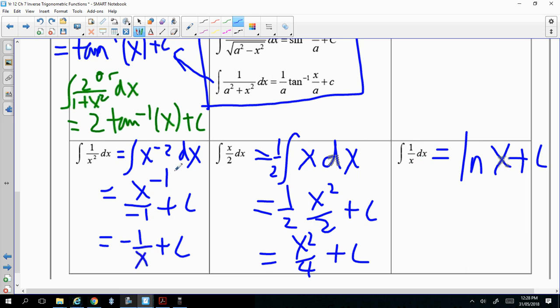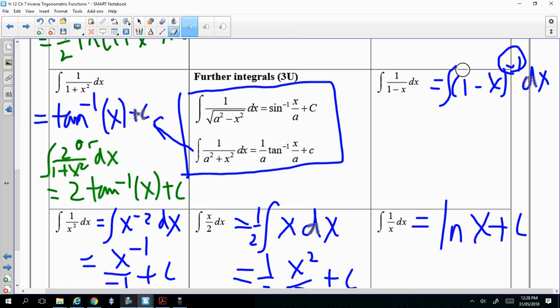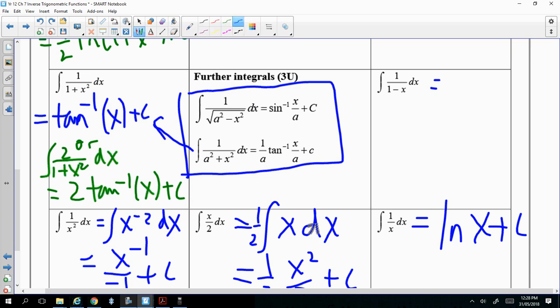Try this. 1 over 1 minus x. What do? Do you do this? Would it work? Yeah, every time you have a negative 1, it doesn't work because you get 0 in the denominator. So what you do is, you check whether it's a ln. So what do? You differentiate the bottom. When you differentiate the bottom, what do you get? Minus 1. So you put a minus 1 minus on the outside. So you get negative ln of 1 minus x. Yeah.